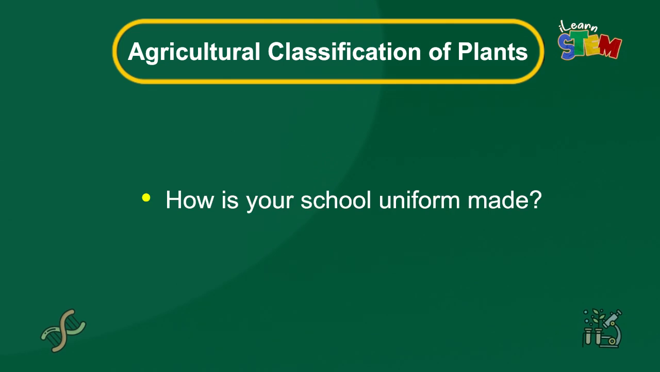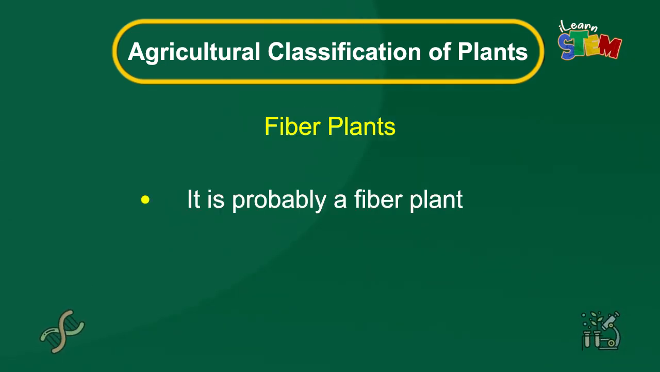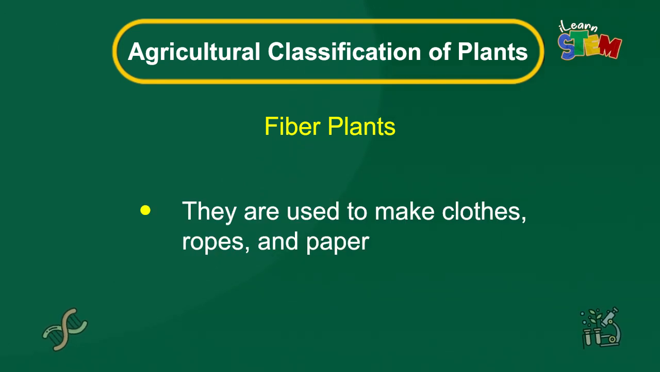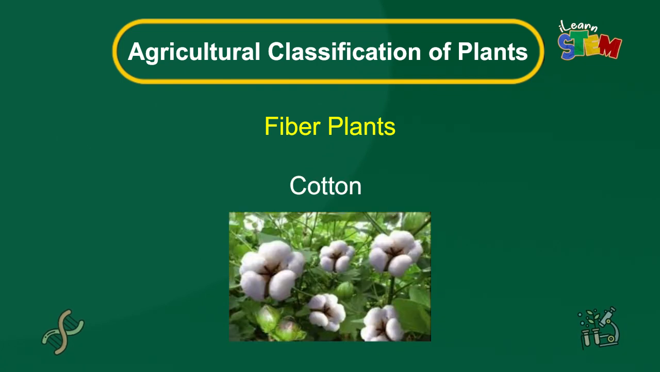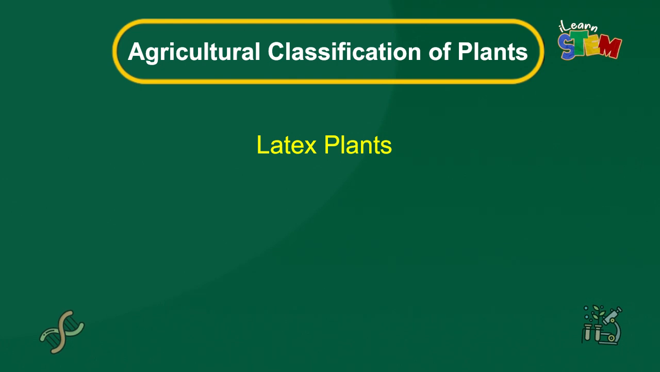Have you wondered how your school uniform is made? It's probably a fiber plant. Fiber plants are used to make clothes, ropes, and paper. Examples: cotton and jute. Now, we will look at latex.